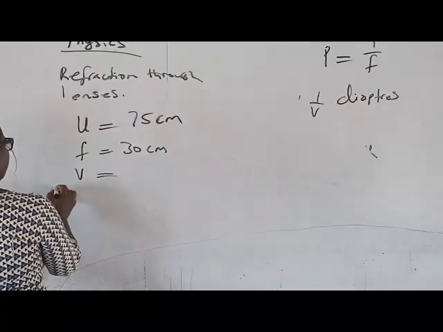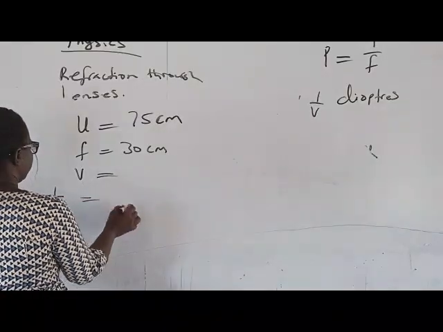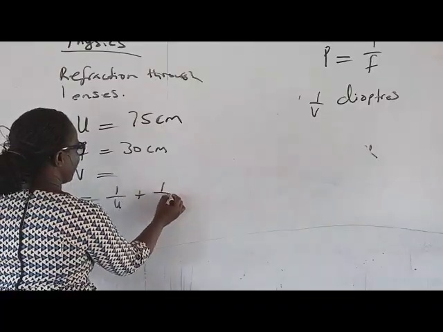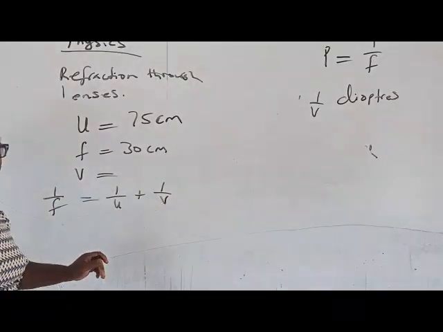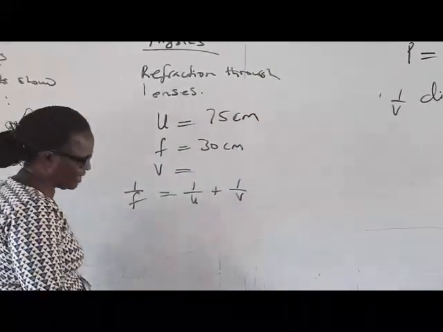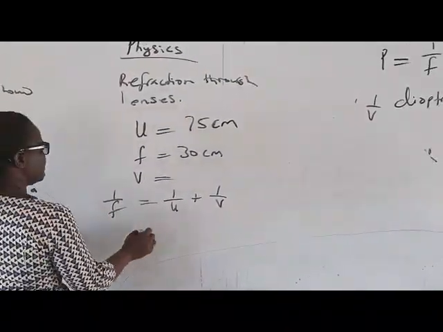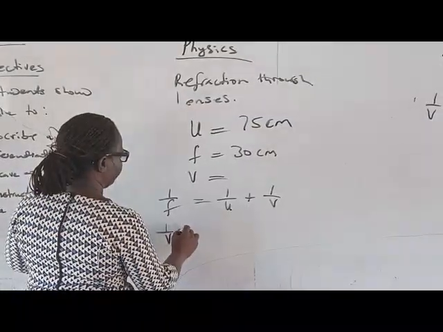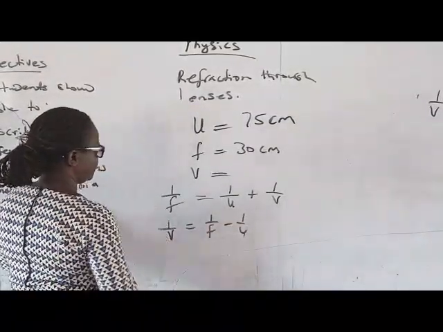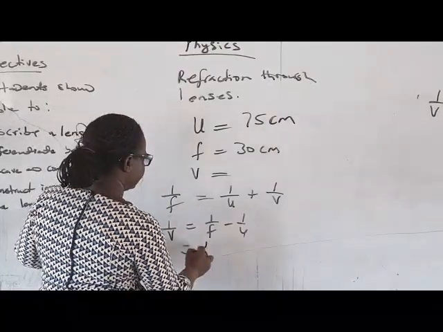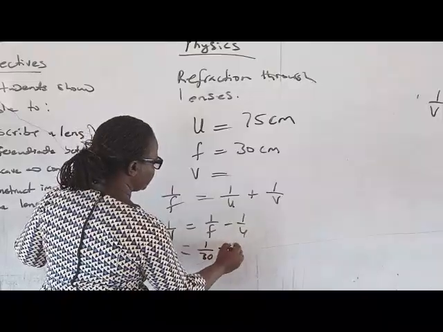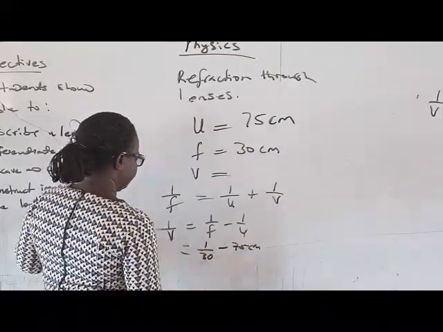What do we say? The reciprocal of the focal length is equal to 1 over the object distance plus 1 over the image distance. In this instance, you are looking at the image distance, so you make it the subject of the formula. You have 1 over V is equal to 1 over F minus 1 over U. So we have 1 over F, F is 30 cm, U is 75 cm.